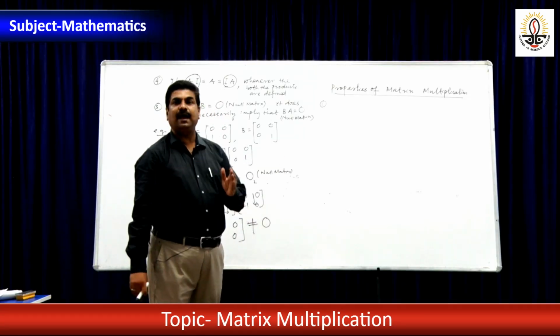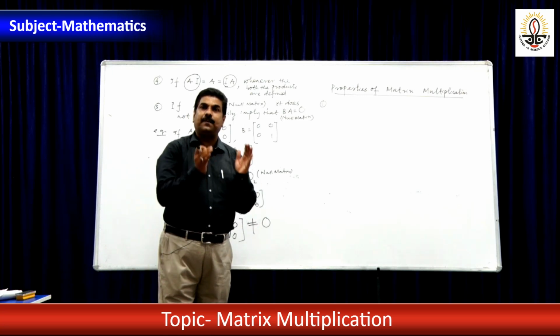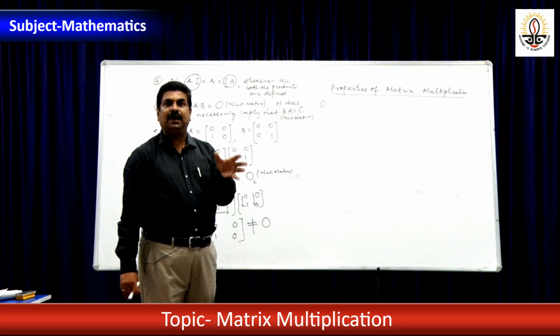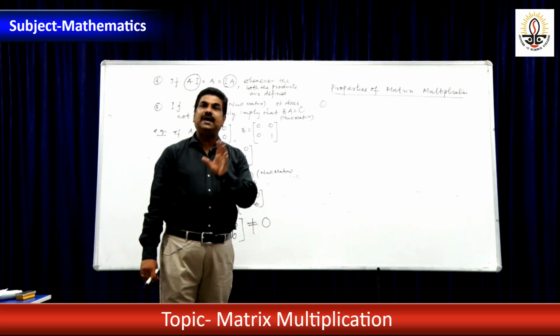If you consider A and B as two matrices, then matrix multiplication is not commutative. That means AB is not equal to BA in general.